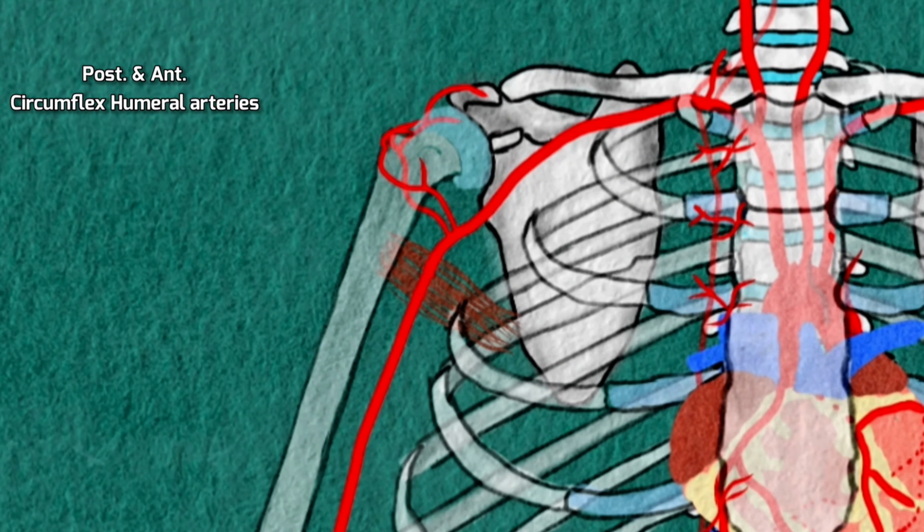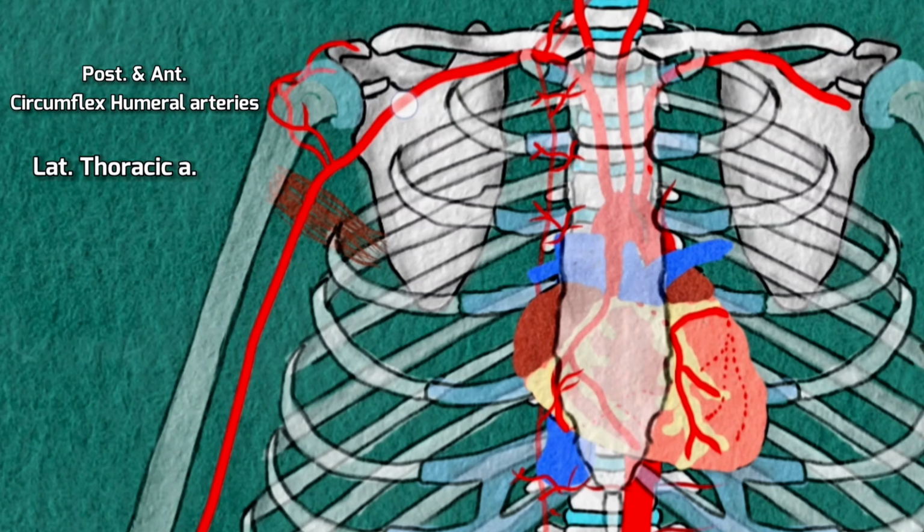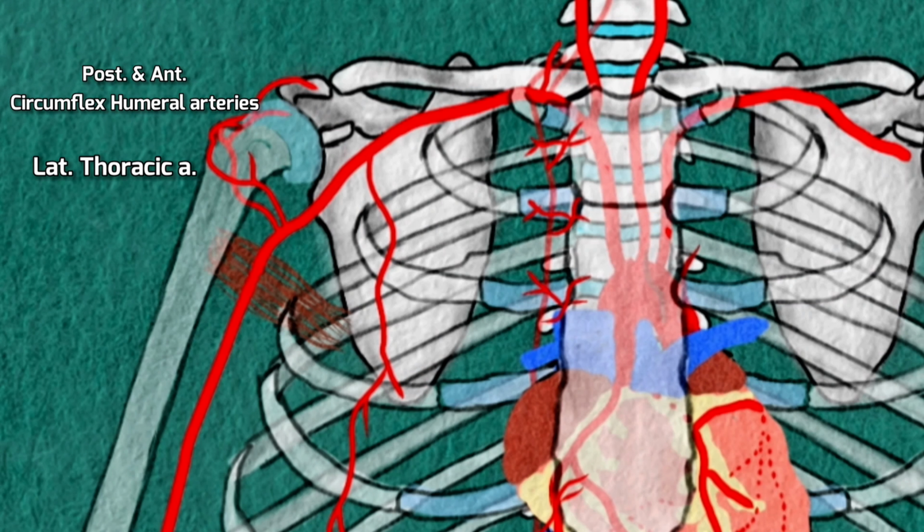One of the important branches of the axillary artery is the lateral thoracic artery, which runs along the lateral side of the chest and supplies blood to the lateral part of the breast. It also supplies the pectoral muscles and some of the axillary lymph nodes. This artery is especially important in supplying the upper outer quadrant of the breast.